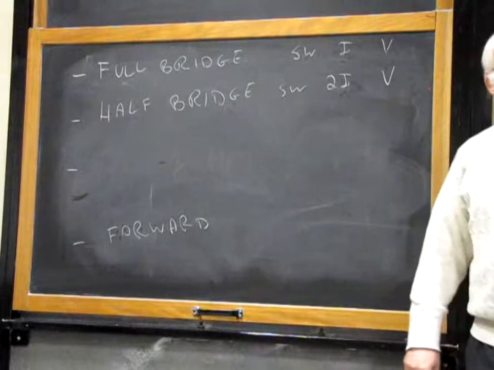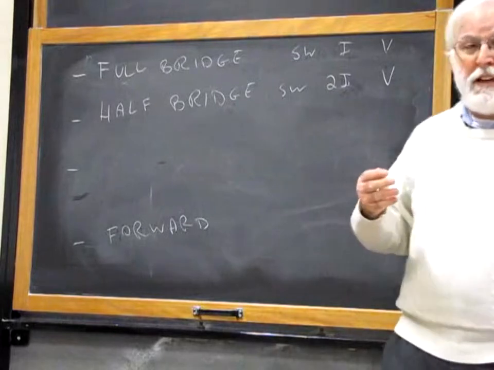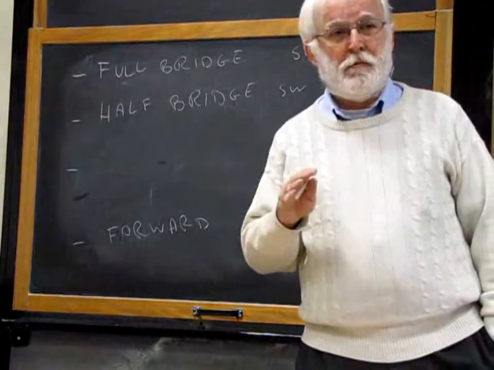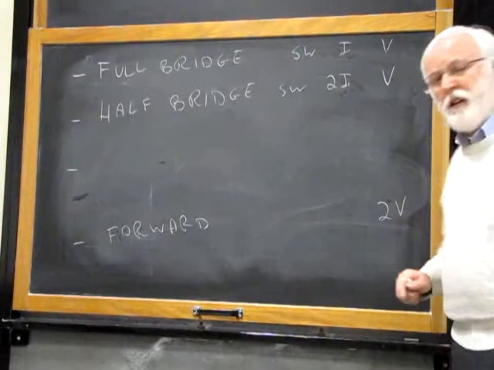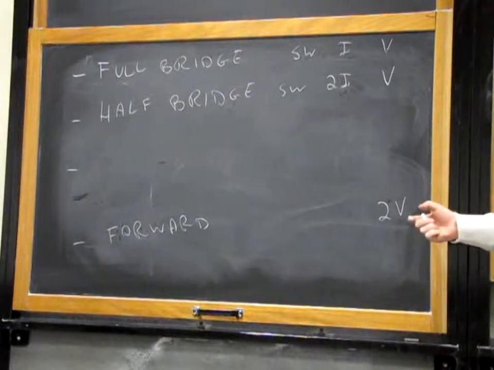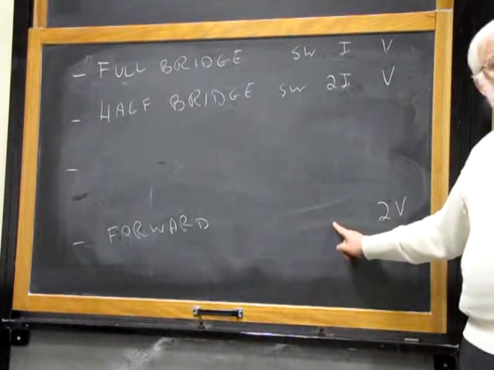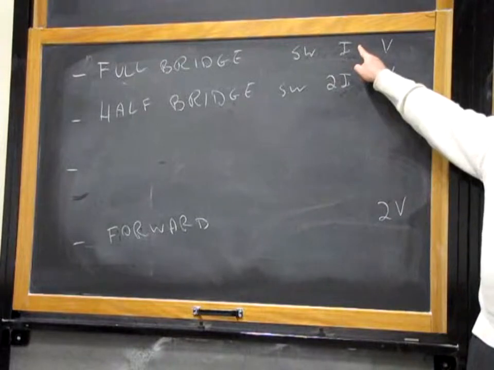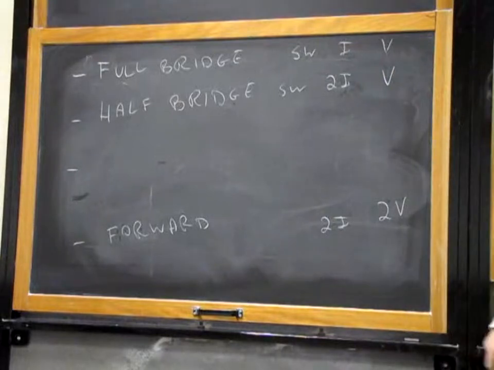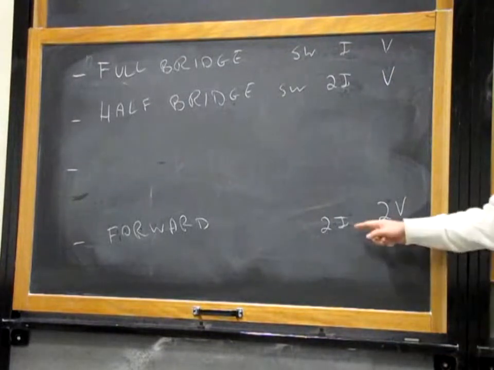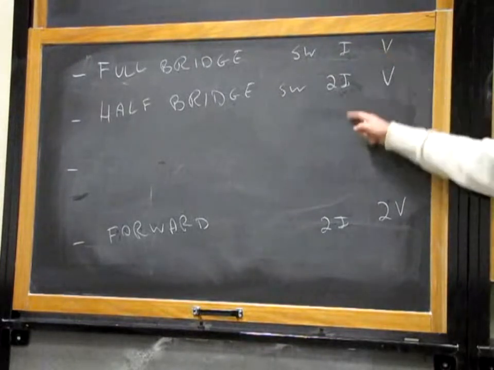What about the forward? In a forward converter, the voltage stress is quite high because we have the reflected voltage from the tertiary to the primary. So the voltage stress will be 2V at least. Actually it's more than 2V because there is the ringing, there are spikes, etc. And the current, if you compare with the full bridge design, is also twice as much, 2I. Why? Because you have only one transistor, one leg, one possibility for current to go down. So they don't share current.